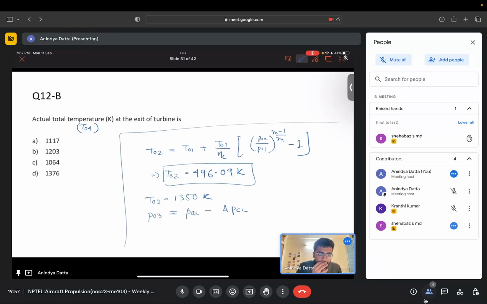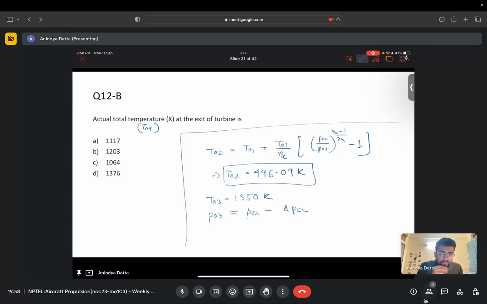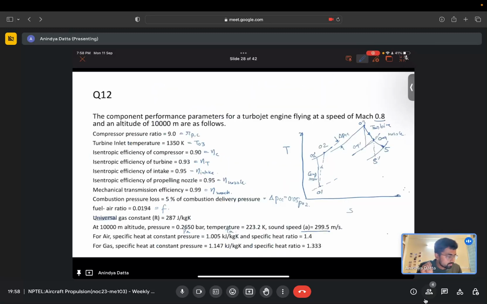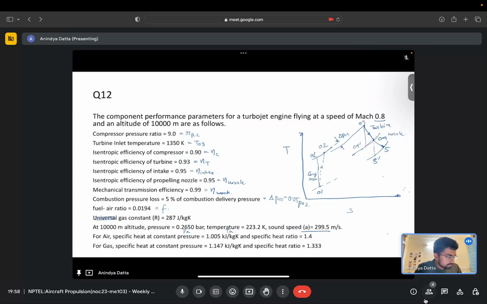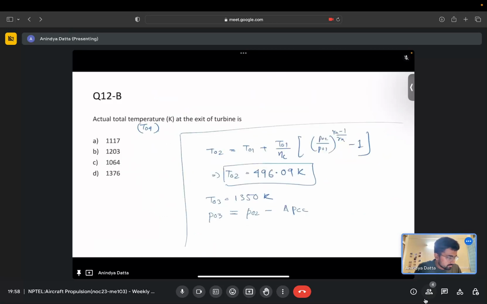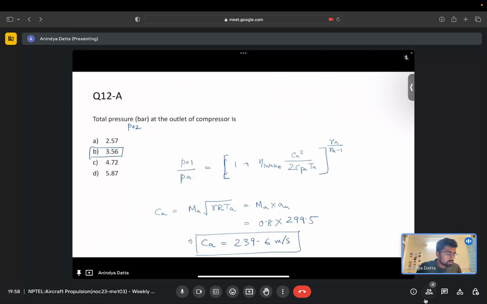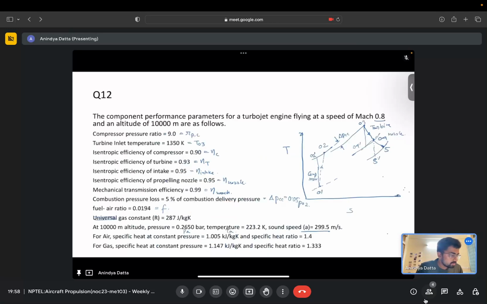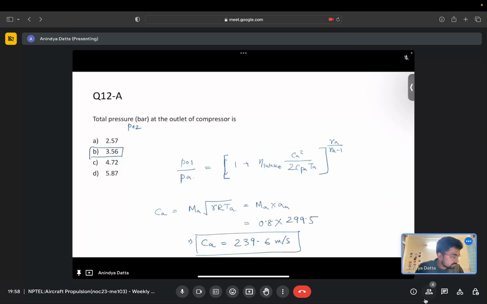You can unmute and ask your question, Saibaz. Sir, what is the T01 value? TA, sir. Oh, sorry, I didn't compute it. T01 is the total temperature, right? So T01 is TA plus CA squared by 2 Cp. This is the total temperature, right?